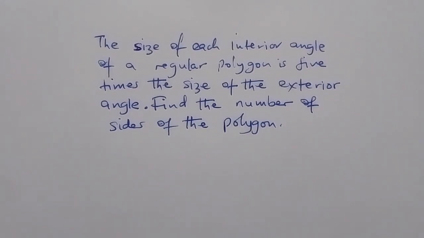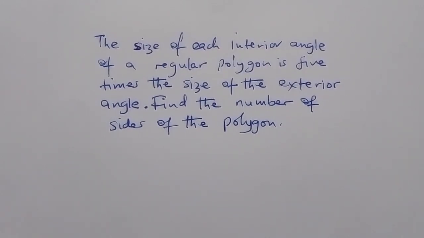The size of each interior angle of a regular polygon is 5 times the size of the exterior angle. Find the number of sides of the polygon.